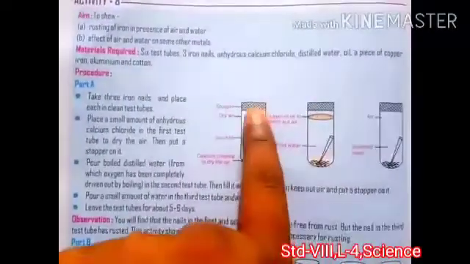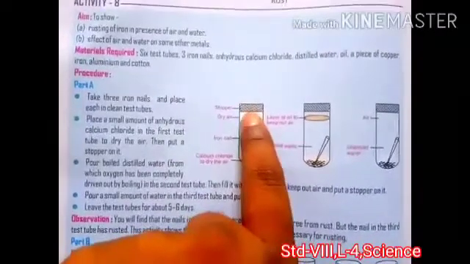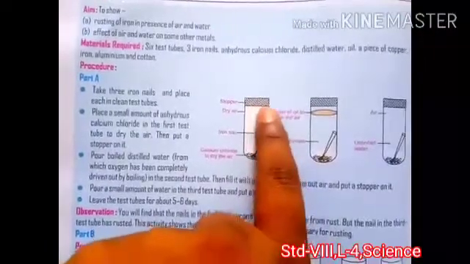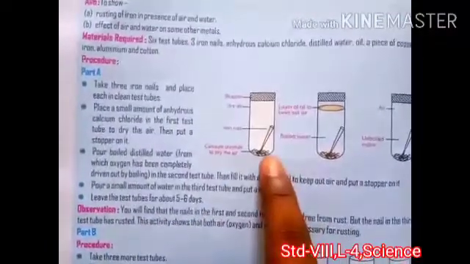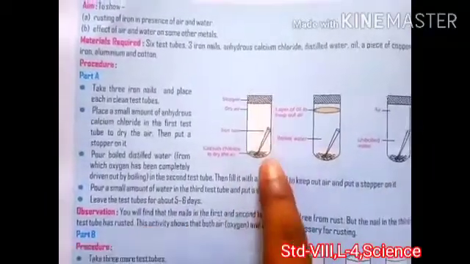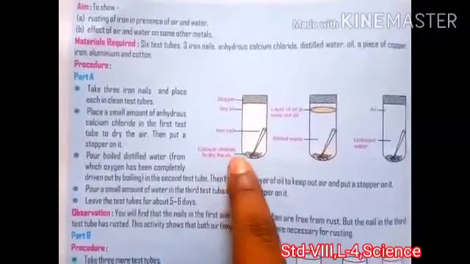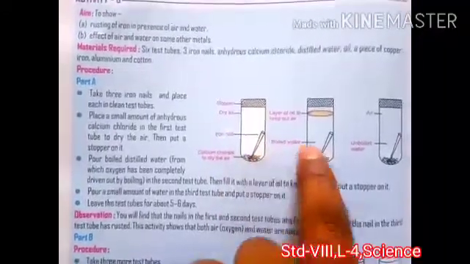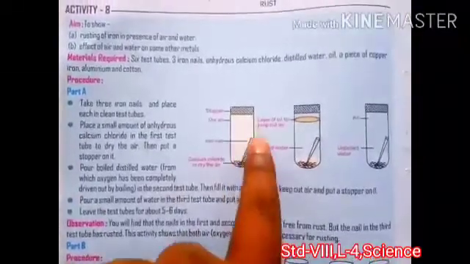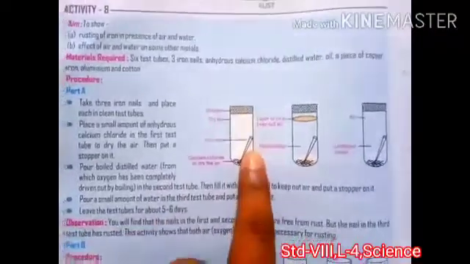Then keep this as it is, and apply the stopper on top of the first test tube. You can see that we put some anhydrous calcium chloride inside. Anhydrous means it will absorb the moisture if present inside, so the test tube becomes completely dry.